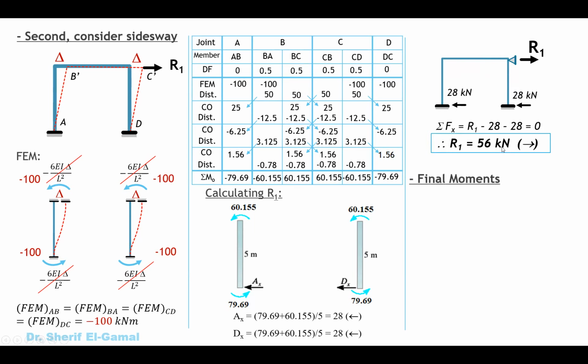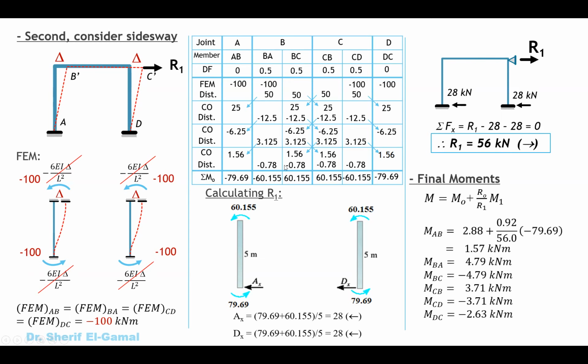Once we did that, we almost finished. So we have to get the final moments. For the final moments, we are going to apply this equation. Final moment equals M sub 0 plus R0, this is from the first case, divided by R1, multiplied by M1. Let's get the values from the previous table and this table, and substitute them into this equation. We'll be able to get the whole bending moments.